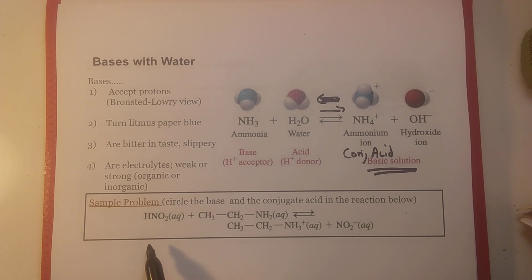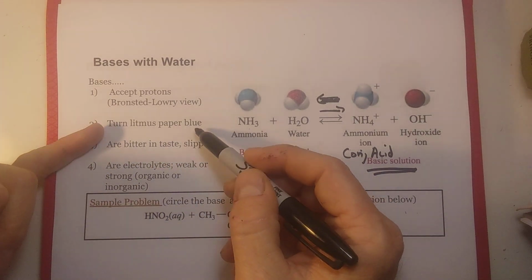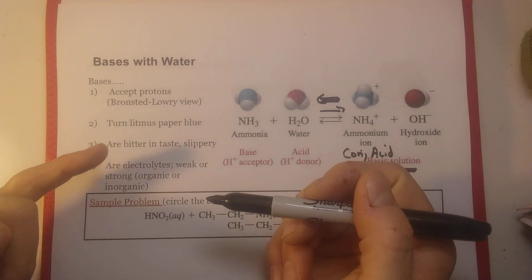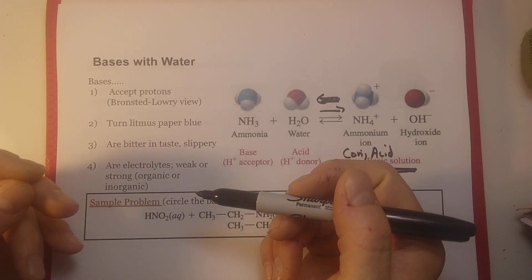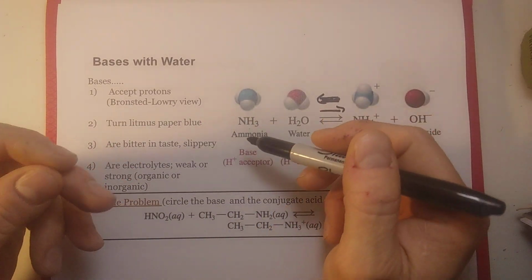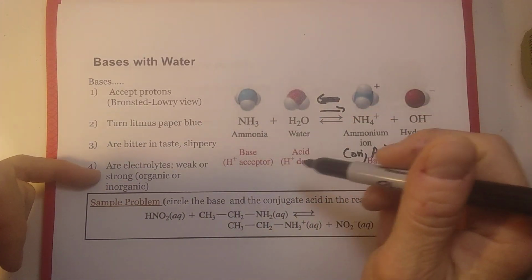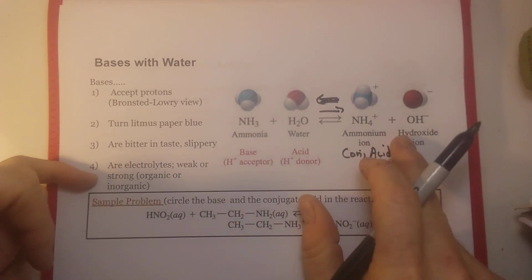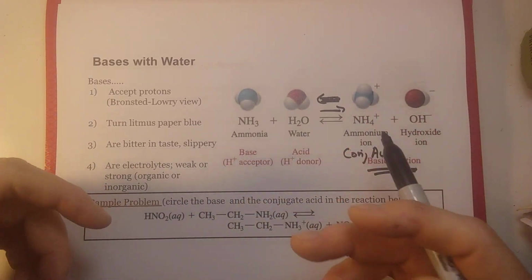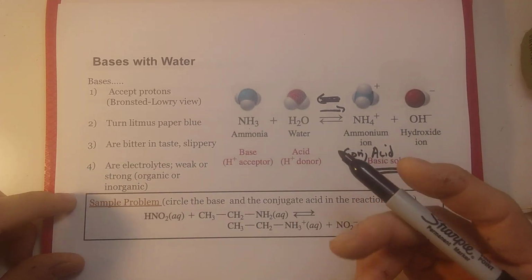So let's look at another problem. And I forgot, litmus paper turns blue for basic. It's sort of bitter. If you put it in your fingers, this kind of solution will get slippery. And it would be a weak electrolyte in this case. If we had a strong base that gave ions, it'd be, of course, a strong electrolyte.